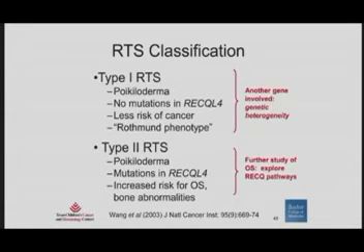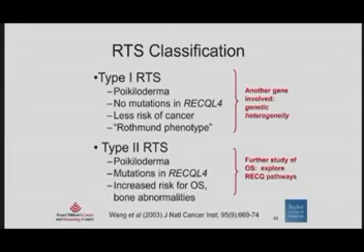Based on the clinical and molecular spectra of RTS, we propose that there are two types of RTS. Type 1, which are the patients with classic poikiloderma but without mutations in RECQL4. These patients probably have a lower risk of cancer, and these are the original Rothmund phenotype with the bilateral juvenile cataracts. Type 2 RTS patients are those who, again, have the classic features with poikiloderma, but they have mutations in RECQL4 and are at increased risk for developing osteosarcoma and bone abnormalities.